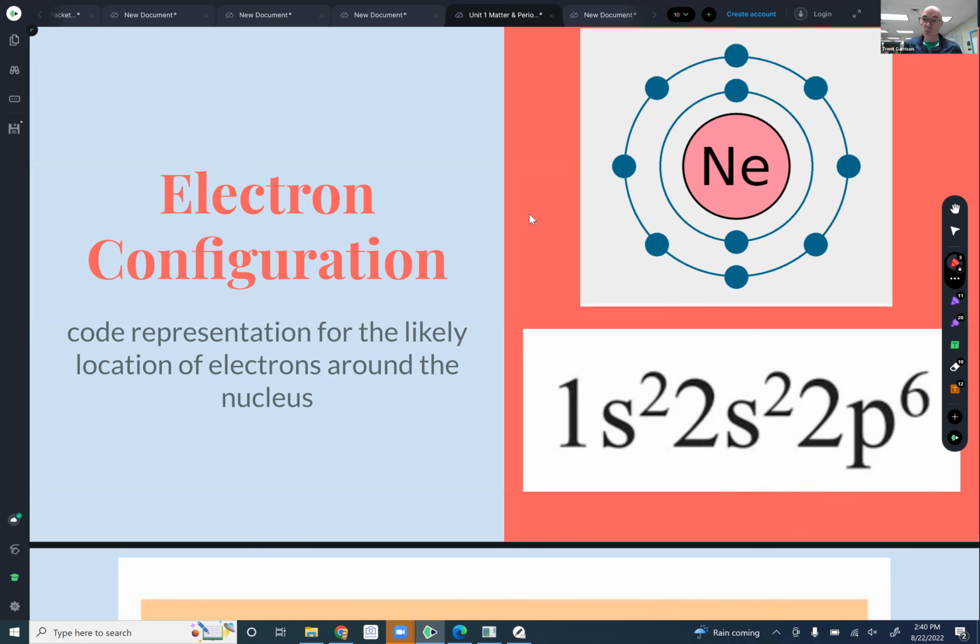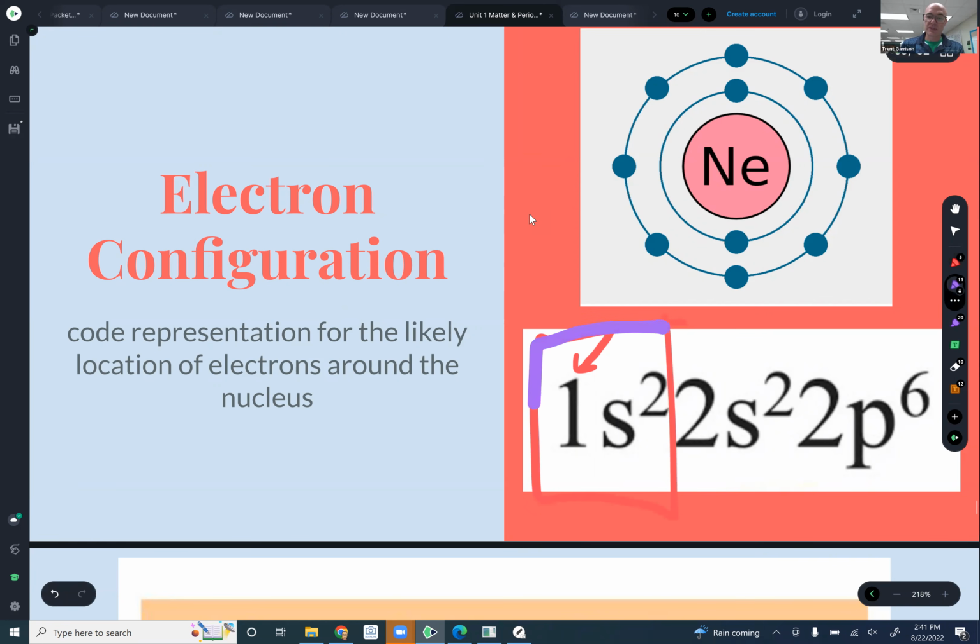Now, if we then want to relate this to this new concept of the electron configuration, the language tells us, instead of showing you where the electrons are found, in the 1st energy level, the big number at the beginning, there are 2 electrons.